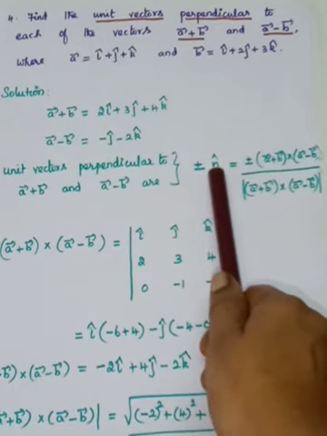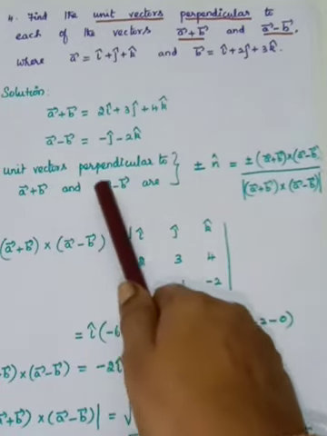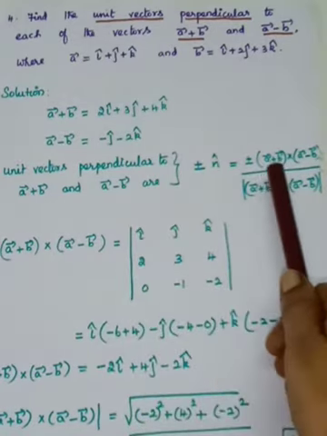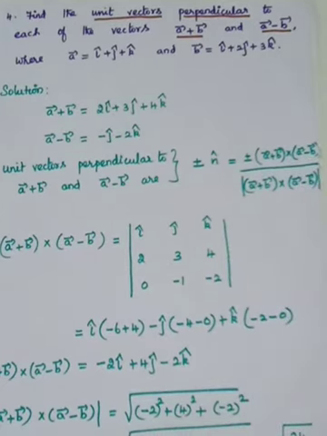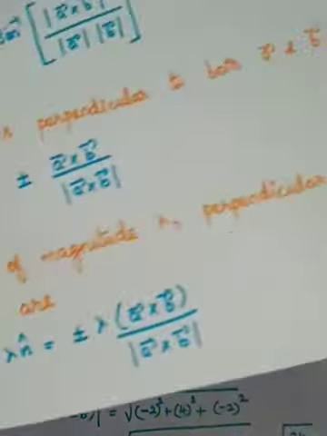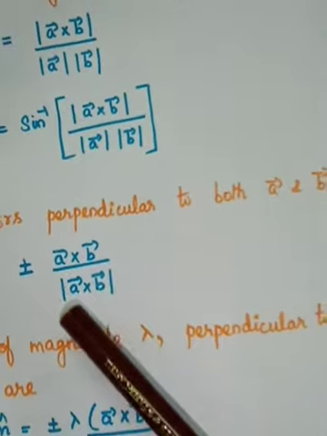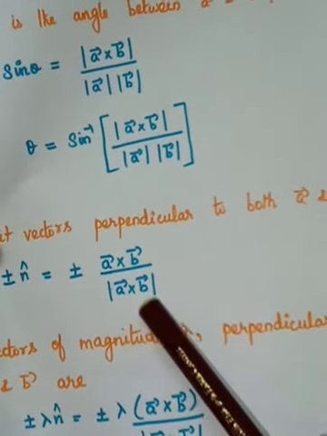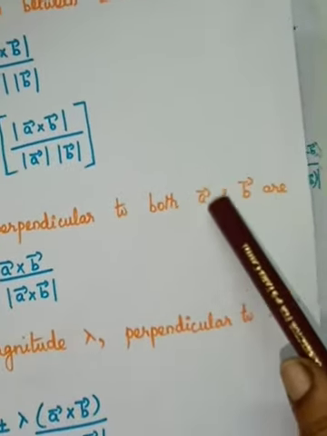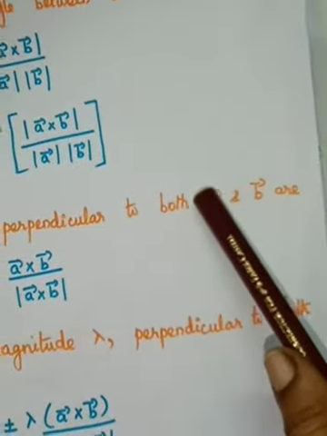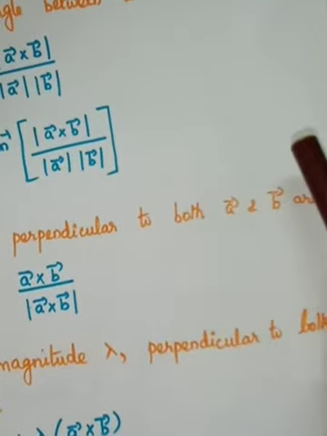But how is this unit vector? It is perpendicular to these two vectors. So first vector is a vector plus b vector cross a vector minus b vector. Because your n cap formula is what? Your n cap, perpendicular to a vector and b vector, means it is a vector cross b vector divided by modulus of a vector cross b vector. But in the place of a vector, what are you having now? A vector plus b vector. In the place of b vector, what are you having? A vector minus b vector.